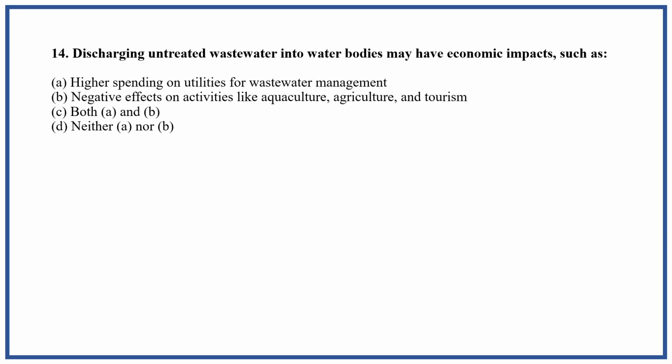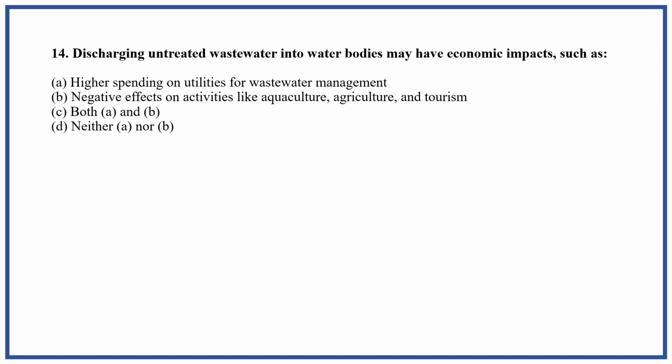Okay, sir. So the next question is, discharging untreated wastewater into the water bodies may have economic impacts, such as higher spending on utilities for wastewater management, negative effects on activities like aquaculture, agriculture, and tourism. Both A and B, neither A nor B. So here we are talking about the economic impact of untreated wastewater. Please see the question carefully. It is talking about discharging untreated wastewater.